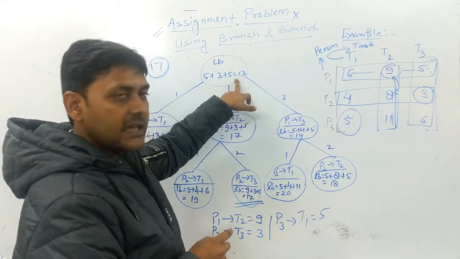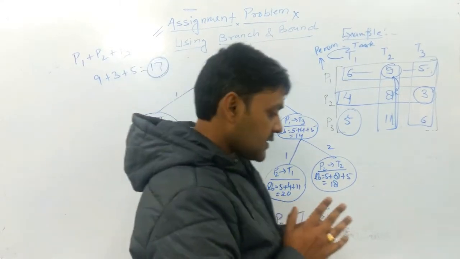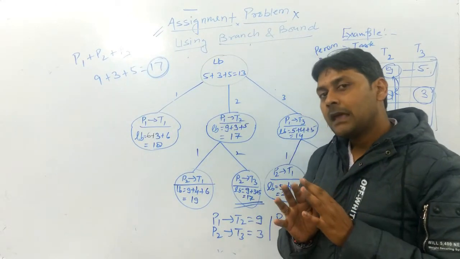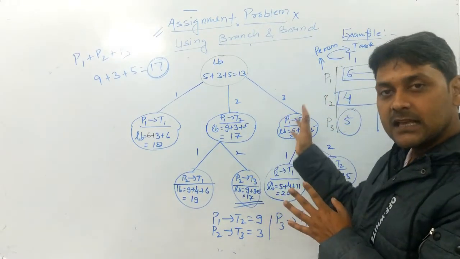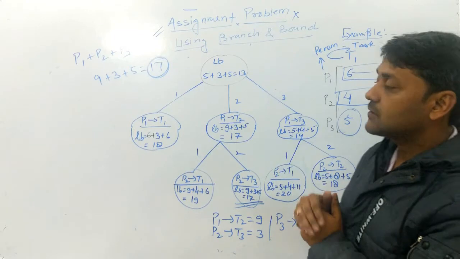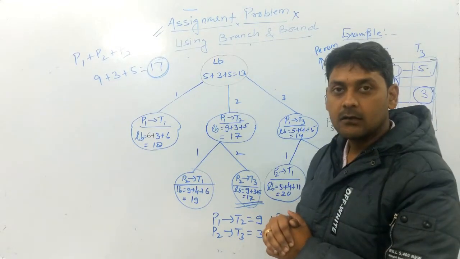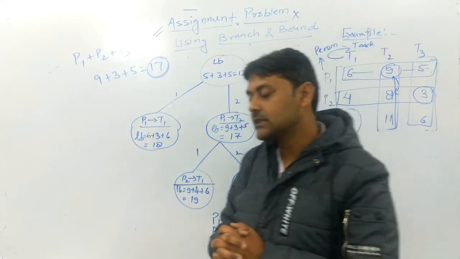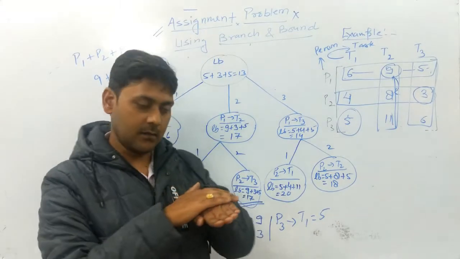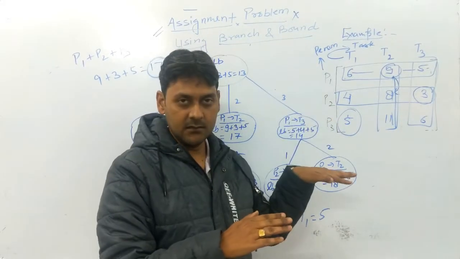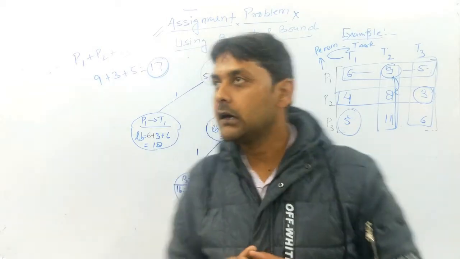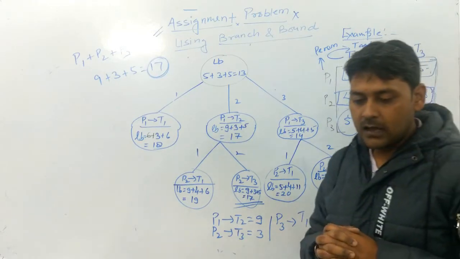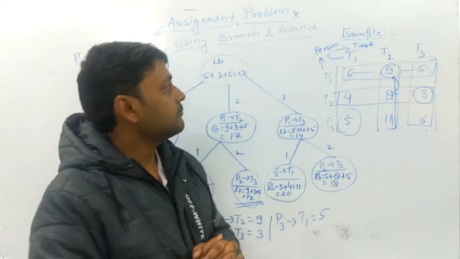That means the lower value is 13. No answer can be lower than 13. No assignment of tasks can give a minimized cost lower than 13. Here your value is 17, and 17 is greater than 13. That means 13 is the lower bound, the lowest cost that can be utilized by these persons. So this is the assignment problem, and this is an example of the assignment problem. I hope all of you understand.